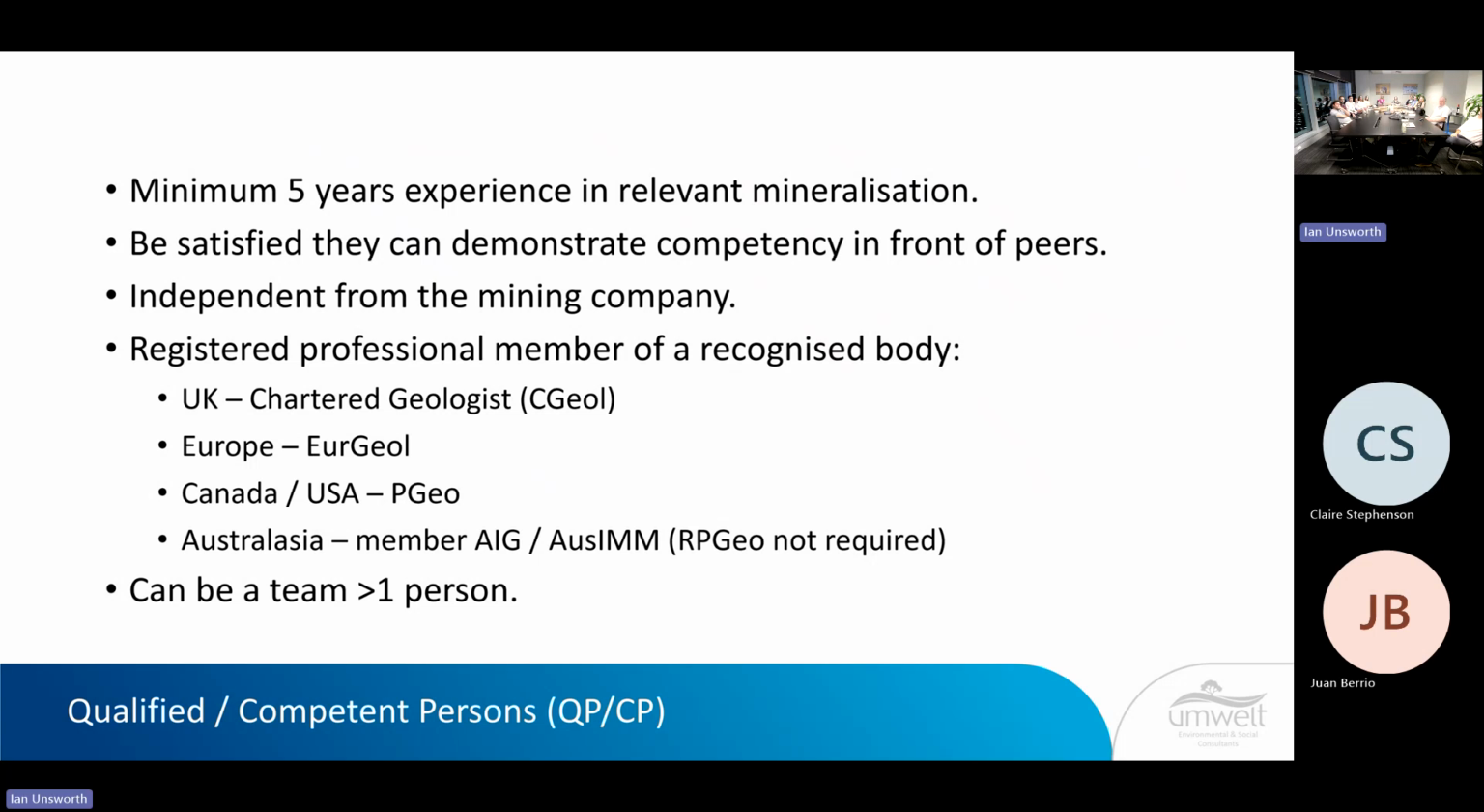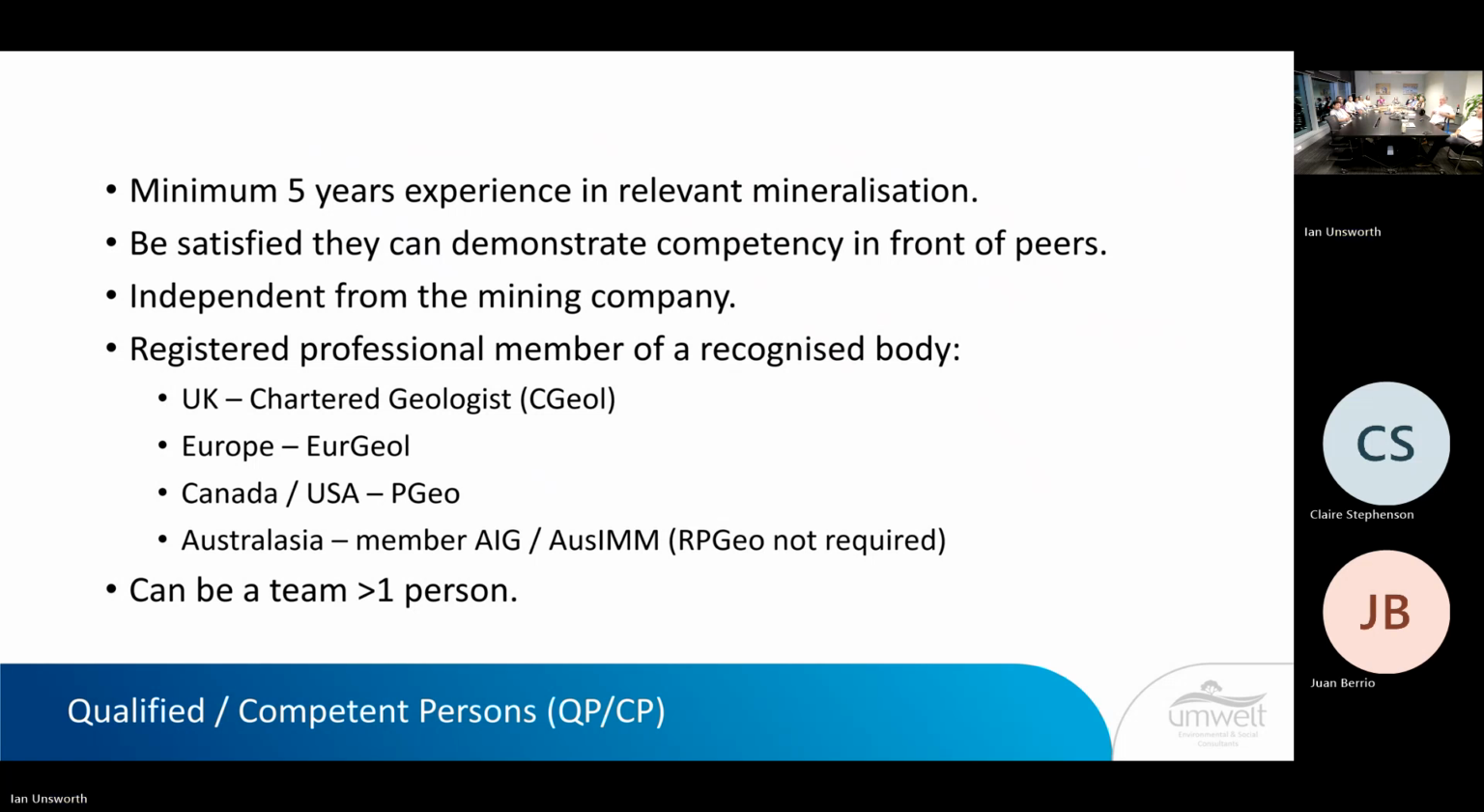And who can address them? You need to be qualified or competent. Now, what defines that is up to a point yourself. You need to be able to demonstrate competence in front of peers. You do it on a minimum of 5 years experience in that mineralisation. So in theory, I could go and report on a gold deposit, but I wouldn't know what I would be talking about. And you need to be independent from the mining company. And you do also need to be a registered professional member of a recognised body.